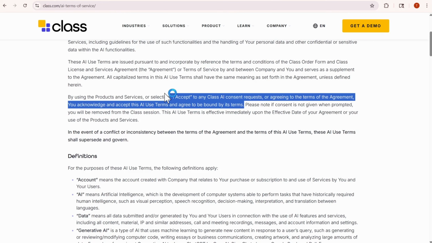I want to talk about this sentence because there's a very explicit way that consent must be given in some geographies. It has to be freely given. It has to be unambiguous. Now, this sentence I just read, I accept to any class AI consent requests, that doesn't infer or read to me that it's unambiguous. What exactly are we consenting to, right? This just says any, I find the terminology here to be very broad.